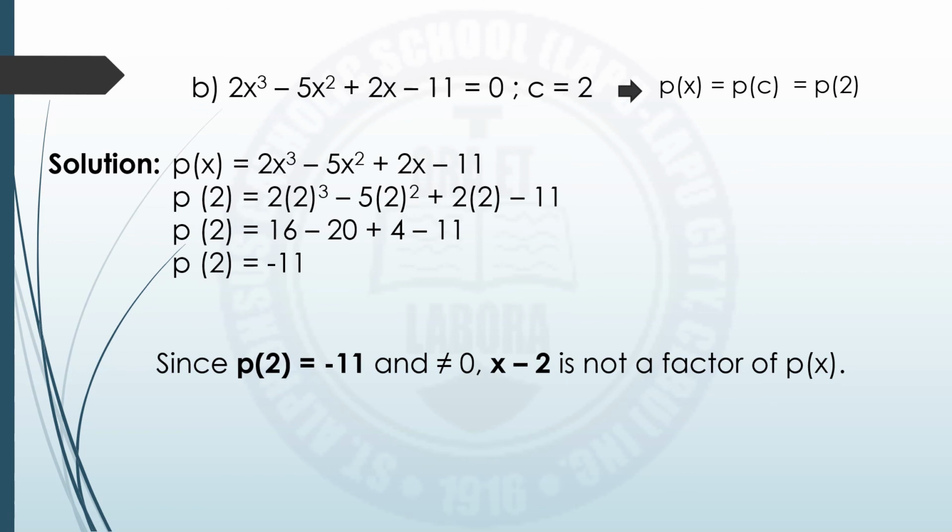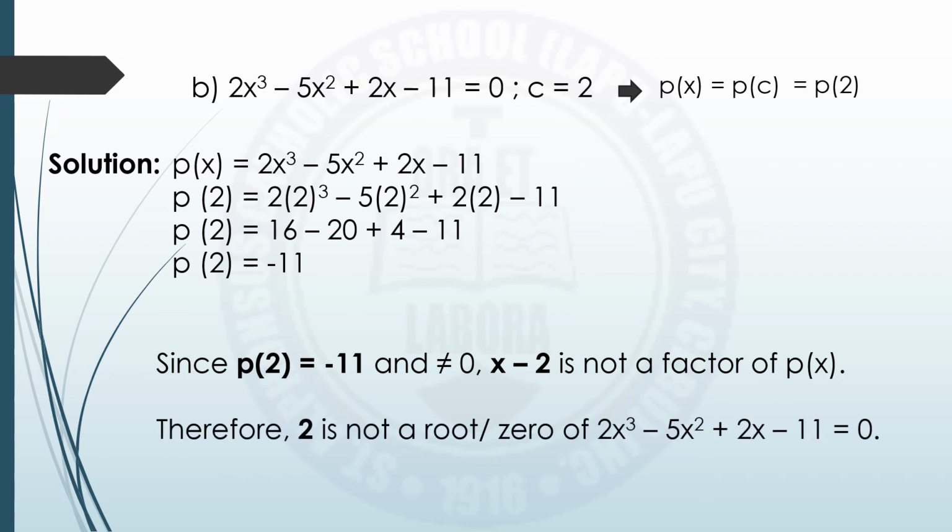Since p of 2 is equal to negative 11 and not equal to 0, x minus 2 is not a factor of the polynomial function. Therefore, 2 is not a root or zero of 2x cubed minus 5x squared plus 2x minus 11 equals 0.